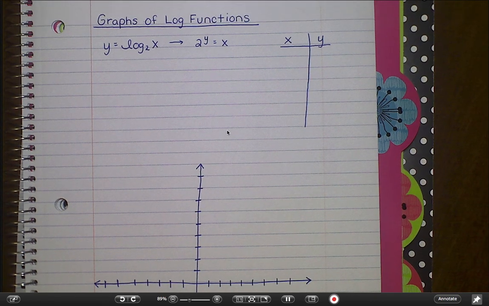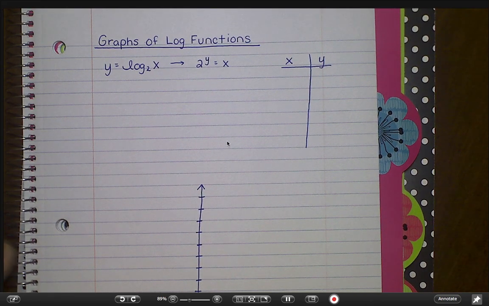Hey everyone, I wanted to take a quick second and just review what we learned about the graphs of log functions. My classes did that like the very last day before school closed down, and there is a question on the quiz about that. So I just wanted to make sure that we reviewed it before you hit that material.